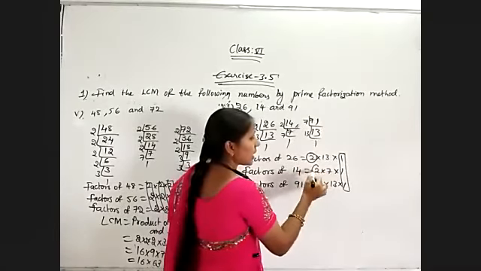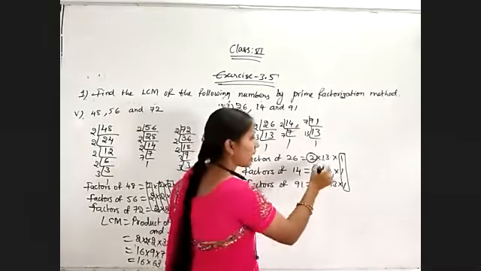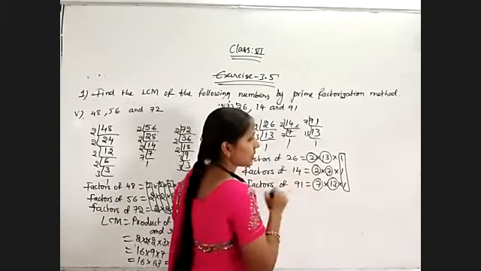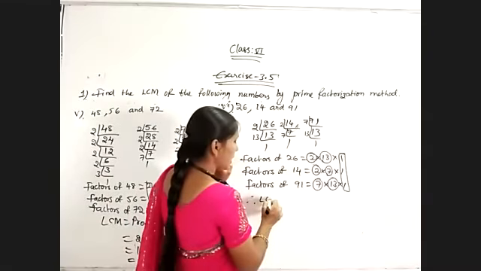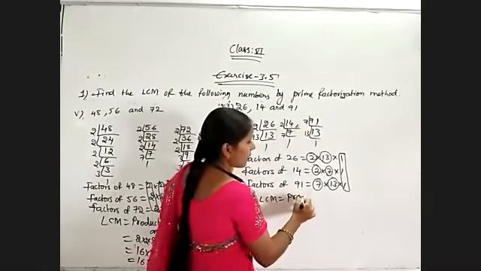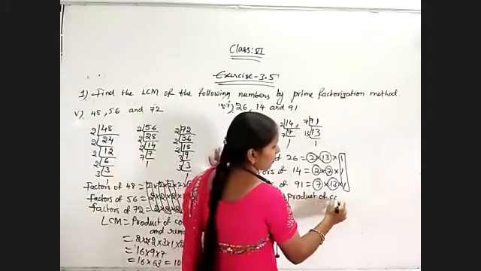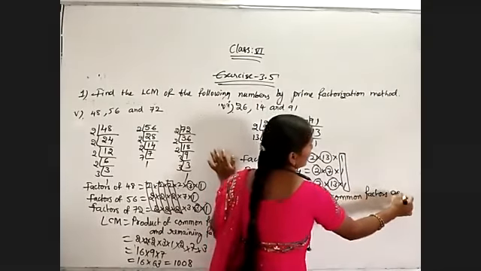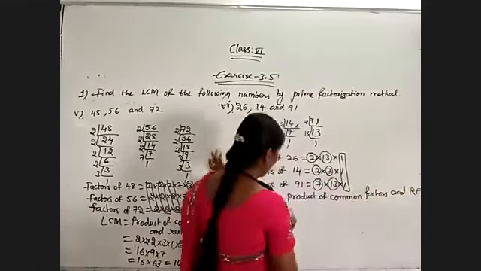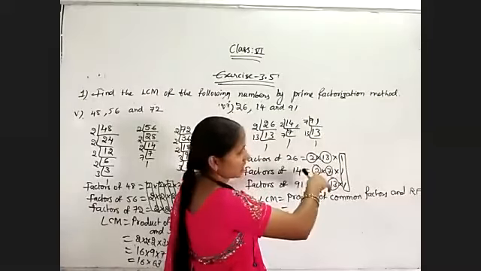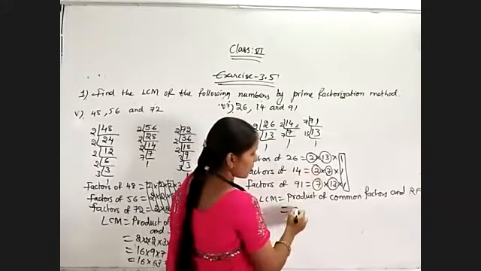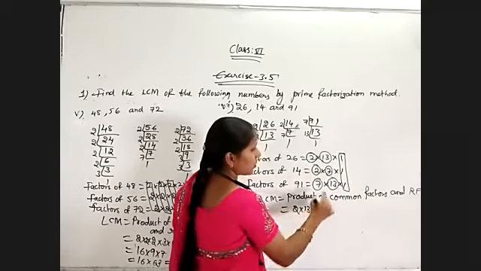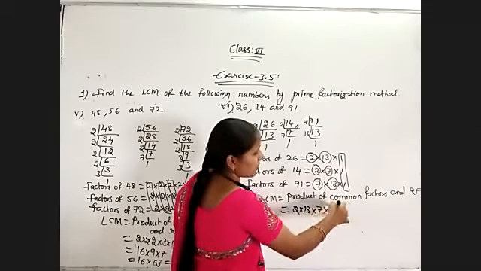2 is there in 2 numbers, and 13 also we have in 2 numbers, 7 also we have in 2 numbers. Means all are common factors only. Therefore, LCM is equal to product of common factors and remaining factors. So every number is a common factor. Observe, 2 came twice, so instead of 2 2s, 1 2 we have to write. 13 came twice, so 13. 7 came twice, so 7, and 1 came twice, so only 1.